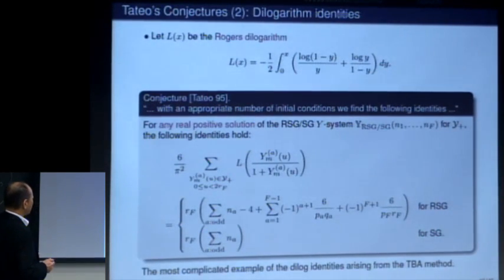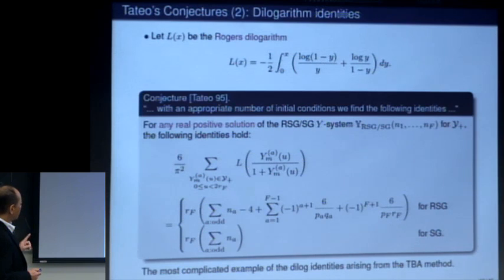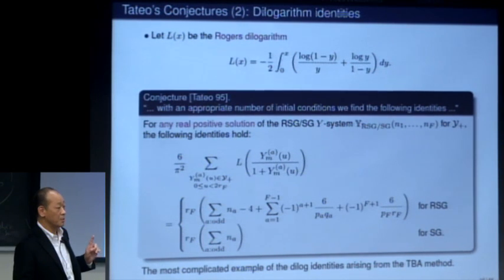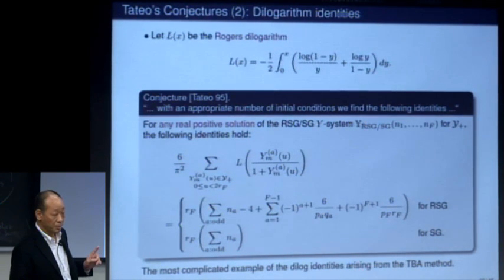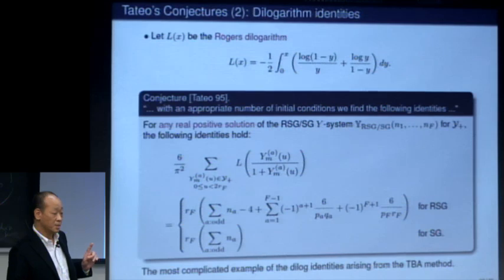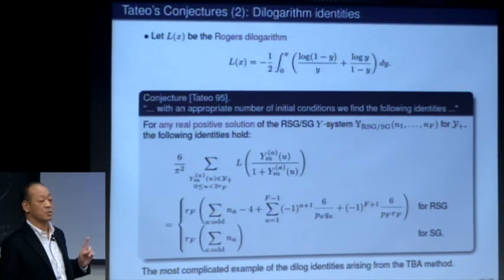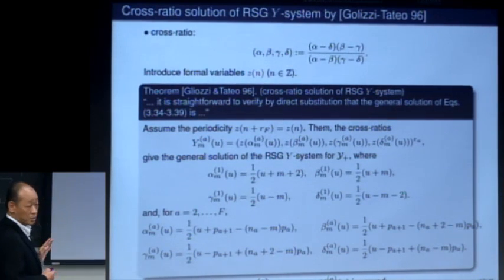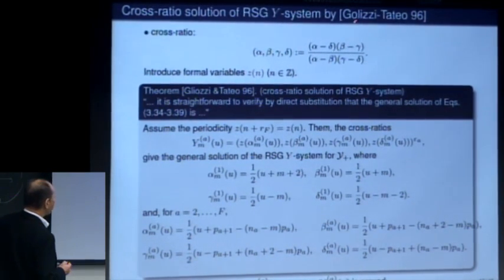Amazingly, one year later, Tateo and Ravanini solved one conjecture. That is the periodicity for the reduced sine-Gordon model. How did they make it? They constructed an explicit solution, an explicit solution by cross ratio. This was a work by Ravanini and Tateo, '96.